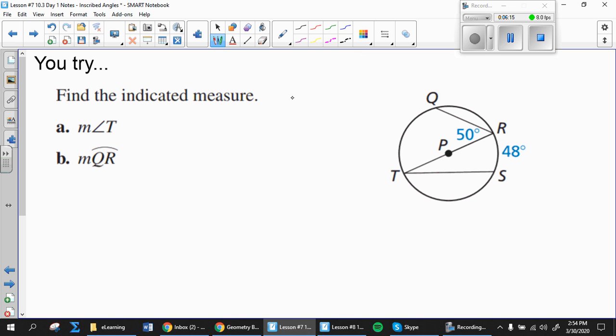All right, I want you guys to go ahead and try this example here. Find A and B, the measure of angle T, and the measure of arc QR. So go ahead and pause your video, work out this problem. Once you're done with the problem, go ahead and unpause your video and it'll give you the answer.